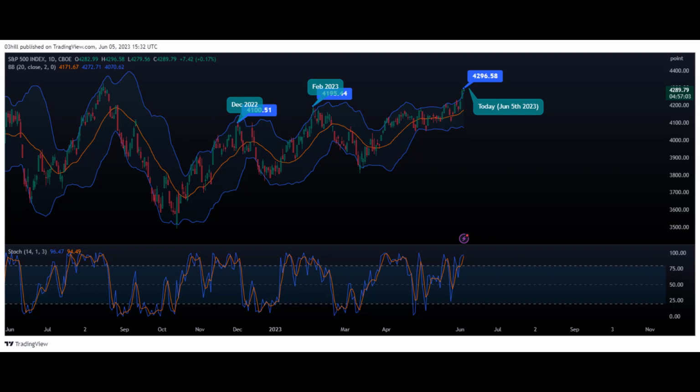That wraps up our daily S&P 500 technical analysis update. Remember, technical analysis is just one tool in your trading arsenal, and it's essential to combine it with fundamental analysis and market sentiment to make well-informed decisions.